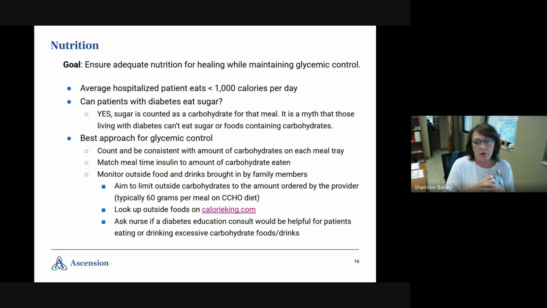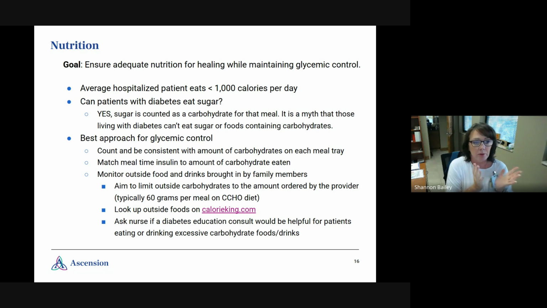The nurses are going to be trying to limit outside food to whatever the diet order is. So if they're on a 60-gram consistent carb diet, we don't want the patient's family bringing in 100 grams of carbs and the patient eating 100 grams, because we have dosed their insulin based on 60 grams. So the nurse needs to know if outside food is brought in so that they can kind of work through that with the patient.